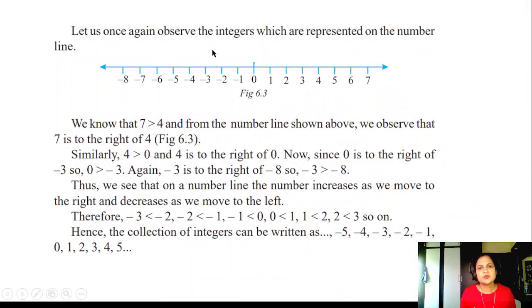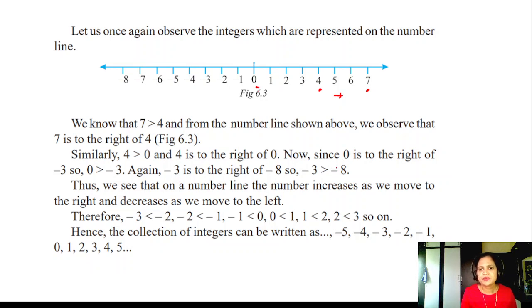Let us once again observe the integers which are represented on the number line. See, now 7 is greater than 4 from the number line shown above. We observe 7 is to the right of 4. It is 4, it is 7, right? It is to the right of 4, that's why it's greater than that. Similarly, 4 is greater than 0. It is to the right of 0.